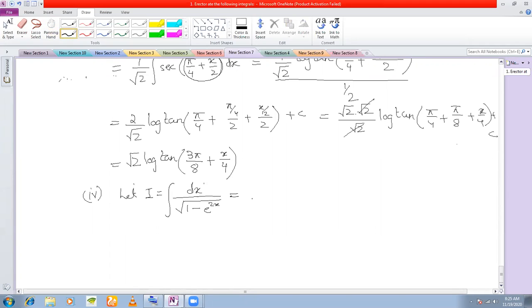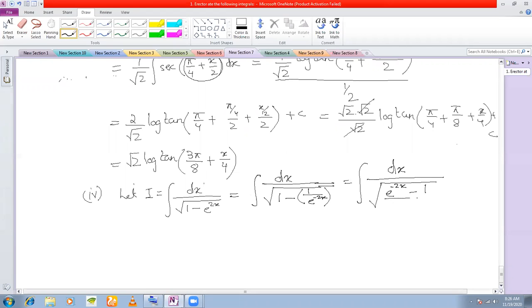So from now, remember I told you that whenever you see e to the power of x, you try to bring e to the power of x in the numerator as well as the denominator. So what you do here is you write under the radical e to the power of 2x as 1 by e to the power of minus 2x. In the next step, you take the LCM and simplify this. You get e to the power of minus 2x minus 1 by e to the power of minus 2x.